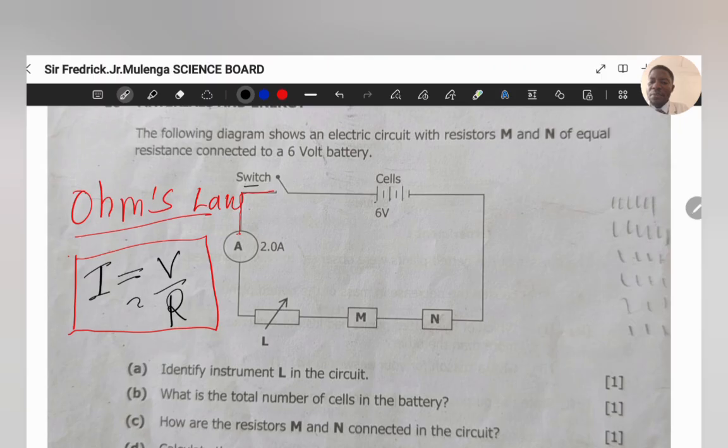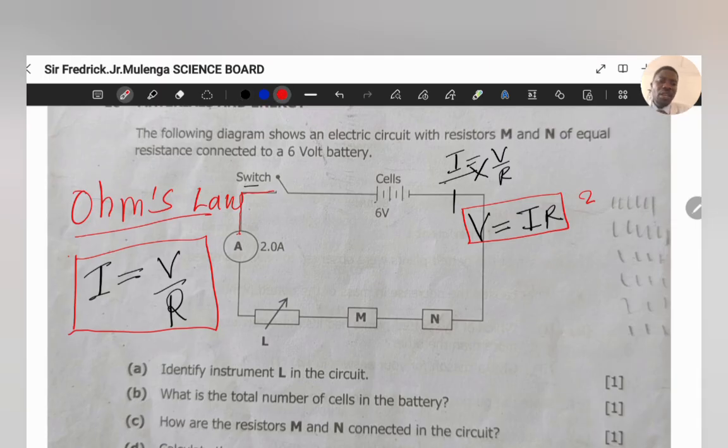So if I want to make V the subject of the formula, I can just play with some math there. So I is equal to V over R, so over 1. Then I'll do cross multiplication there. So 1 times V is going to give me V, and I times current times resistance is going to give me IR. So you've also derived what? The second formula.